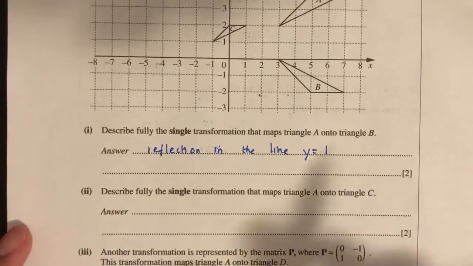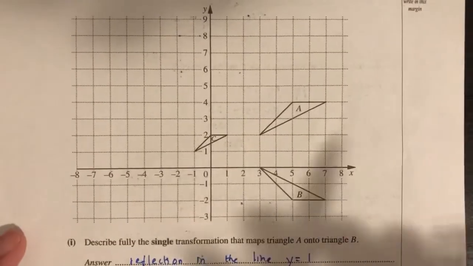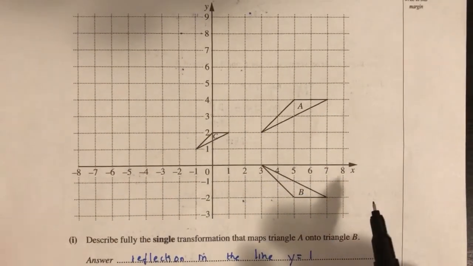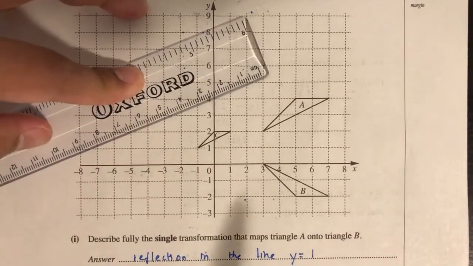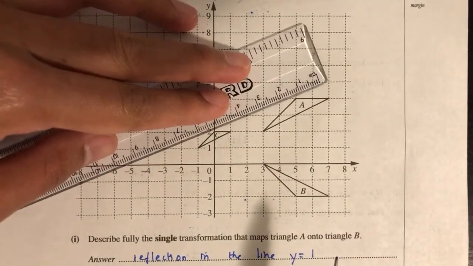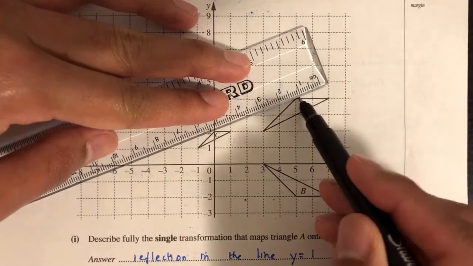Now part 2. Describe fully the single transformation that maps A onto C. So since the shape has changed size, it will be an enlargement, right? I mean the size has changed. So how do you find the center? You join the corresponding points and see where they meet.